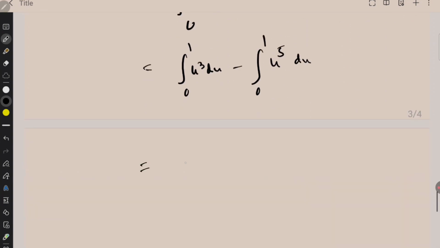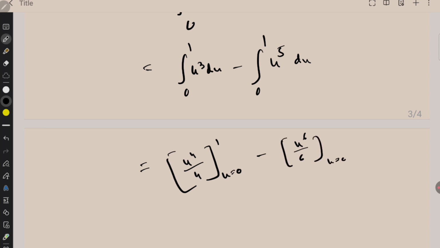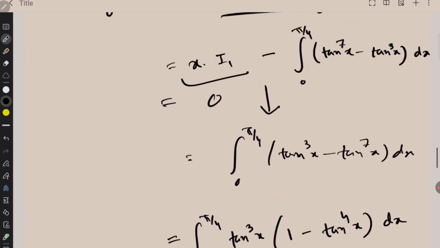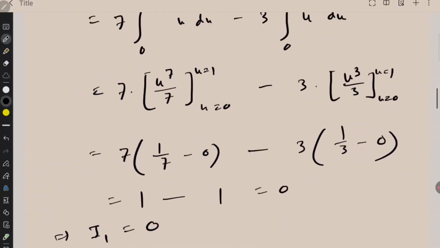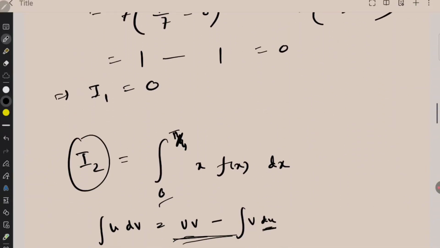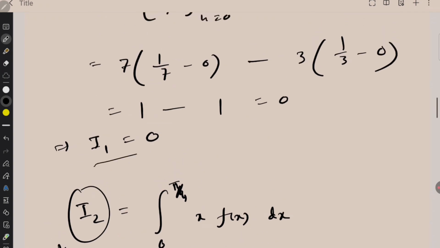Now this is just a simple calculation. U to the power 4 by 4, u from 0 to 1, minus u to the power 6 by 6, u from 0 to 1. So 1/4 minus 1/6, 2 over 24, 1 over 12. So I2 is basically 1 over 12, and I1 is 0.